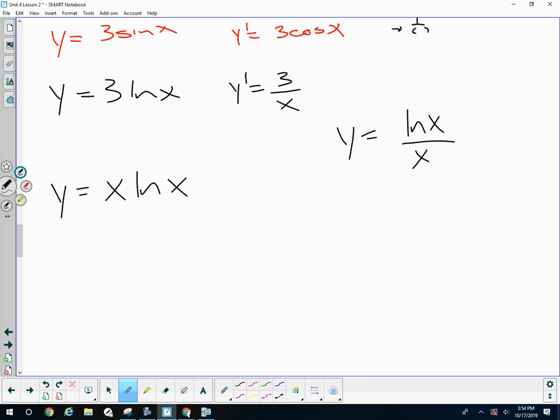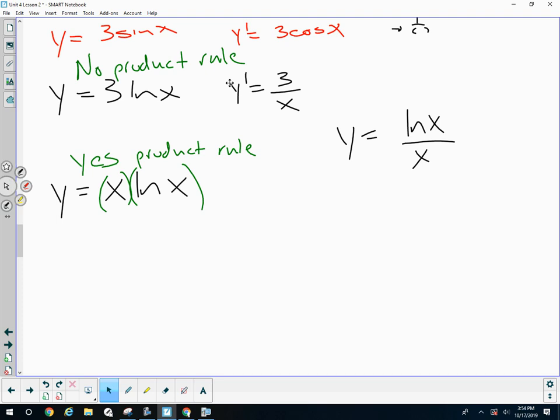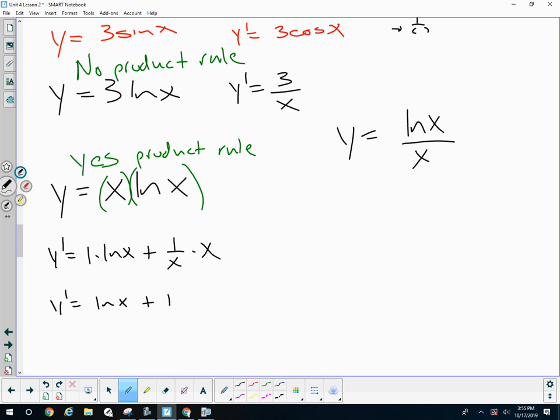Now you might think, oh, this derivative is x over x. It's 1. Nope. It's not a constant. It is a function. We have to use the product rule for this. Please take the derivative of x log x. We get log x plus 1.